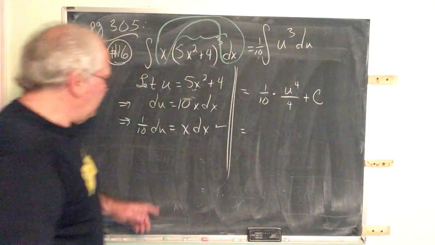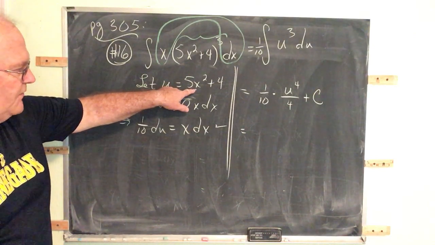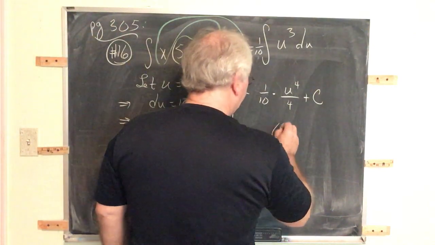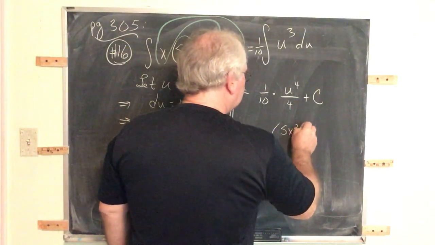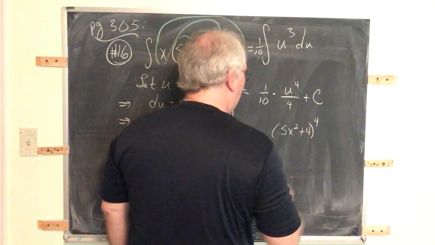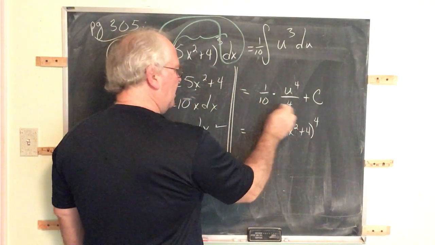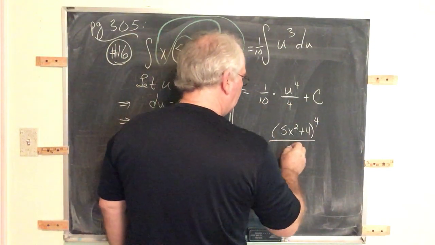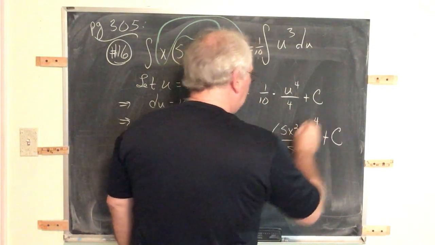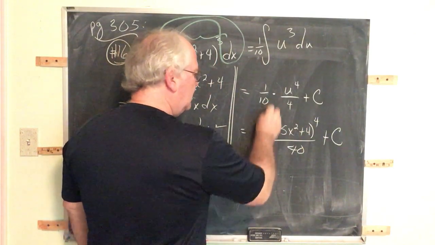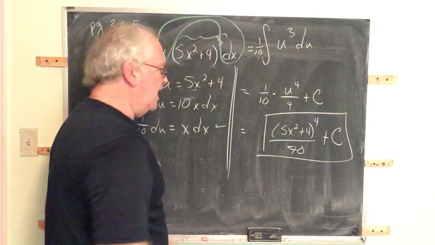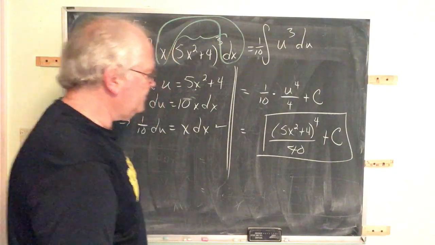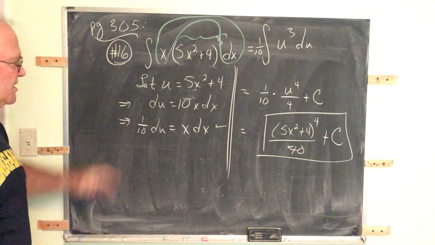And then what was u to begin with? u was 5x squared plus 4. So what we have is 5x squared plus 4 to the 4th power. It might not be asking too much to say bottom times the bottom, 10 times 4 is 40. If you don't combine those, that's fine. But I think it's probably not asking too much to say 10 times 4 is 40. And so that's pretty straightforward for number 16.